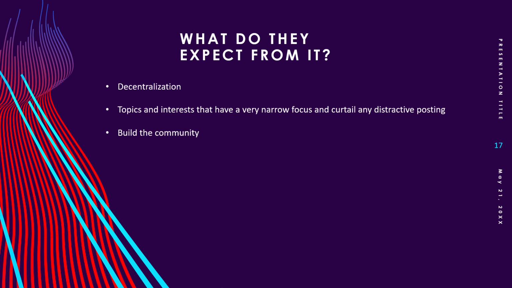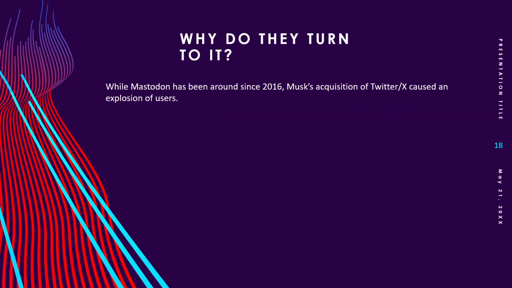So, what do they expect from it? The users of Mastodon expect decentralization, first and foremost, topics and interests that have a very narrow focus and curtail any distracted posting, and posts that build the community. Community is very important, especially for a website like Mastodon that is so small. Without the community, they really don't have much. So, why do they turn to it? Why would someone want to use this website that is so hard to set up and not very intuitive to post? Mastodon has been around since 2016, only had at that time about 400,000 viewers, but when Elon Musk bought Twitter, the viewer count exploded to about 1 million active users, I should say.